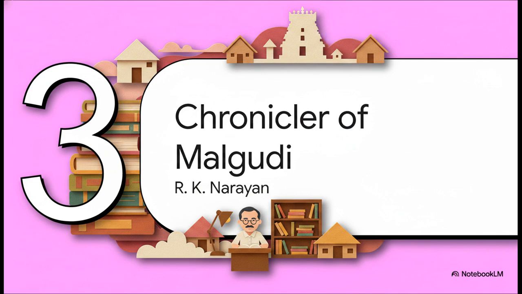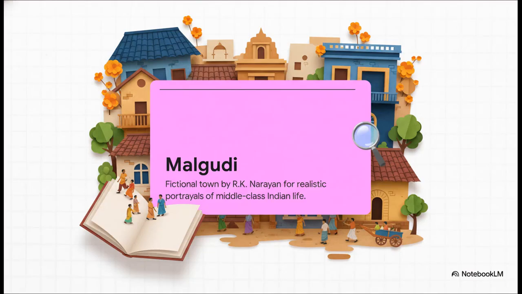Now we gently shift our focus to our second pillar. This is R.K. Narayan, the widely beloved chronicler of Malgudi. I'm sure if you've read any Indian literature, you've definitely walked the dusty lanes of Malgudi. Malgudi is that quintessential fictional town created by Narayan. It serves as this perfect, universal setting for realistic portrayals of ordinary middle-class Indian life.